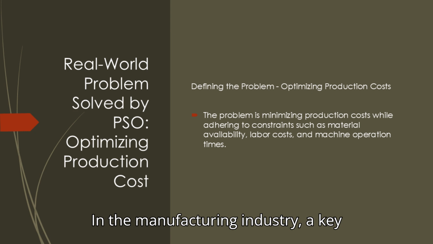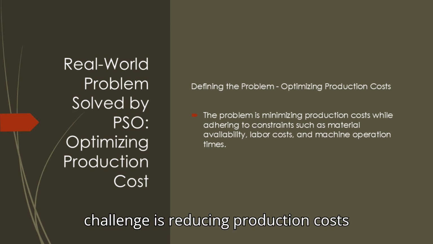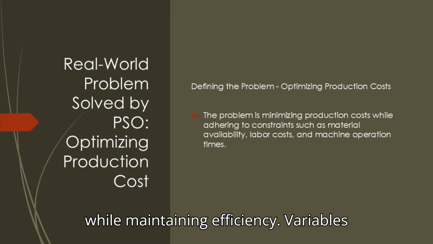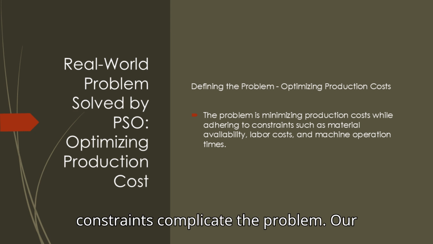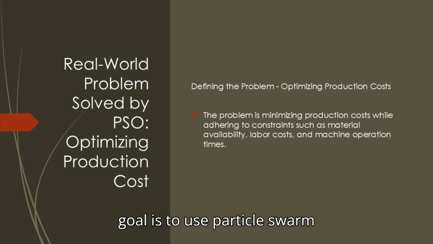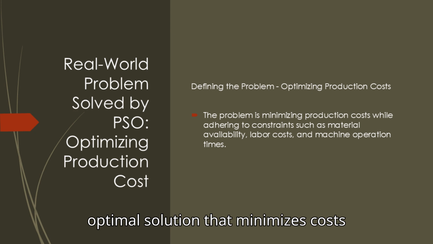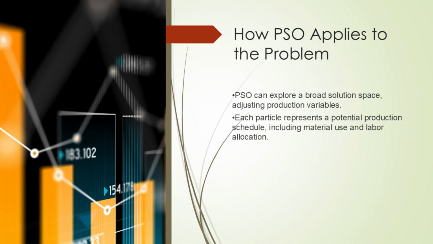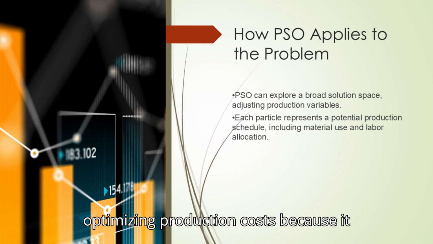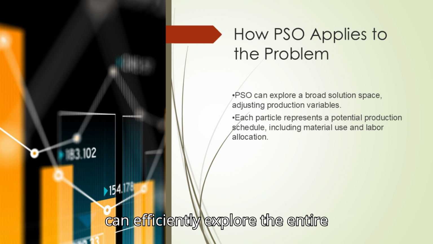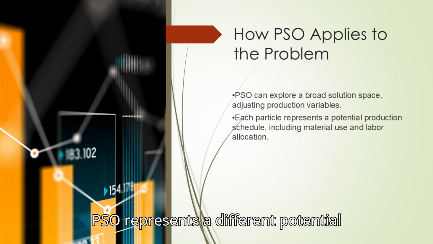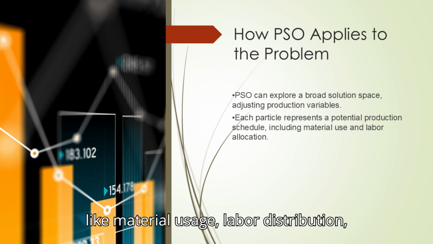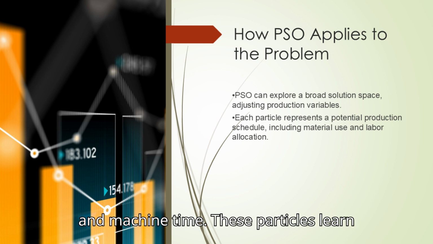In the manufacturing industry, a key challenge is reducing production costs while maintaining efficiency. Variables like limited raw materials, fluctuating labor costs, and machine operational constraints complicate the problem. Our goal is to use particle swarm optimization, PSO, to find an optimal solution that minimizes costs while meeting production goals. PSO is an ideal algorithm for optimizing production costs because it can efficiently explore the entire solution space. Each particle in the PSO represents a different potential production plan, accounting for variables like material usage, labor distribution, and machine time.